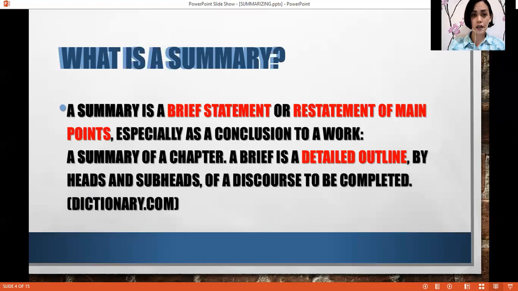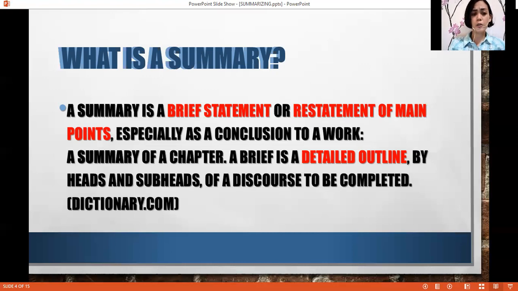So first let us define what is a summary. As it's stated here, a summary is a brief statement. Brief meaning short. It is a brief statement or restatement of main points, especially as a conclusion to a work. So when you are about to conclude on your point, you are doing a summary or you're wrapping it up. So in summary, or to wrap it up, that is what you are doing.